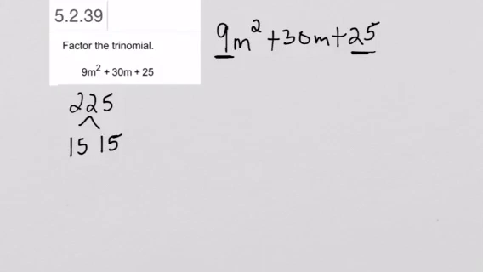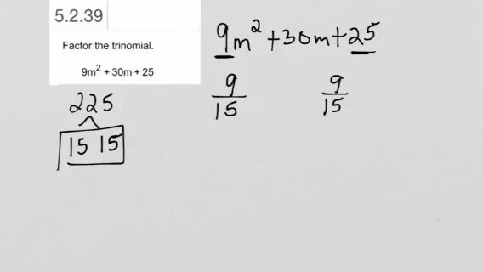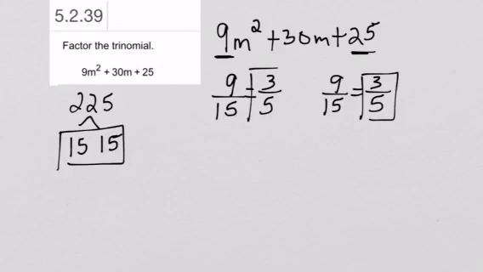Okay, so there's your two numbers. Now once you find these two numbers, you go back and take that number in front of the square term, so 9, and we're going to make fractions. So 9 over 15 and 9 over 15. Take that 9 and write it over each term. Now I want to simplify. 9 over 15, divide each one by 3, becomes 3 over 5. Divide this one by 3, and again we get 3 over 5. And so now I've got my two reduced fractions.